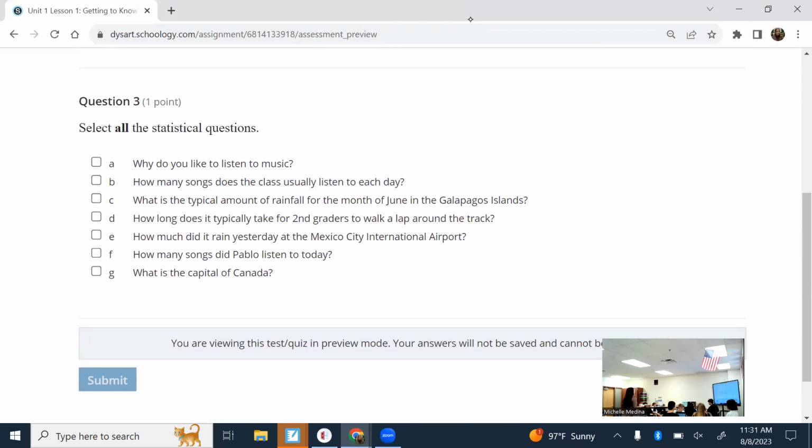Anytime it's a select all, people tend to struggle with that because there could just be one answer sometimes. You have to check every single one and then select all that fit in that category. Also, a lot of the time on these tests, you can get points deducted if you pick a wrong answer too. So that's another reason why some people struggle, but I'll teach you how to get better at that. So in this one, we want all the statistical questions.